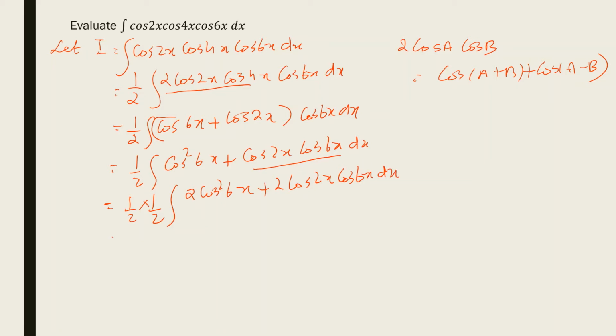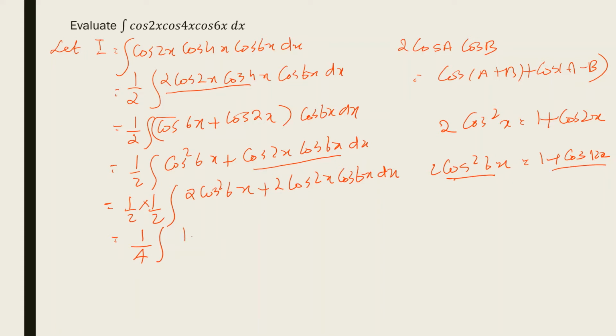And one more thing: cos²x is equal to (1 plus cos 2x) by 2, so if you take that 2 to the side it will be 2 cos²x. So what will 2 cos²6x be? It will be 1 plus cos 2 into 6, that is cos 12x. So 1 by 2 into 1 by 2 is 1 by 4. Integral, instead of 2 cos²6x I can write 1 plus cos 12x. And what about 2 cos A cos B? That is cos(A plus B), 2x plus 6x is 8x, plus cos(A minus B), 6x minus 2x is 4x. Cos 4x dx.